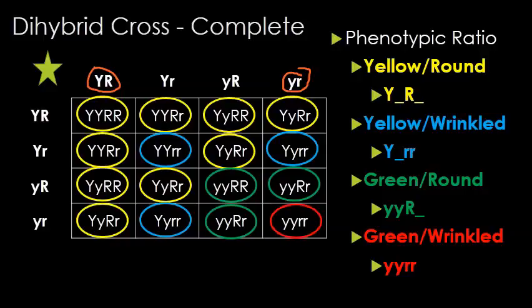So what we can see here is that there is a 9 to 3 to 3 to 1 phenotypic ratio. 9 that are dominant, 3 that are recessive for one trait, 3 that are recessive for the other trait, and 1 that is recessive for both. In a dihybrid cross, where both parents are heterozygous, I will always see a 9 to 3 to 3 to 1 relationship.